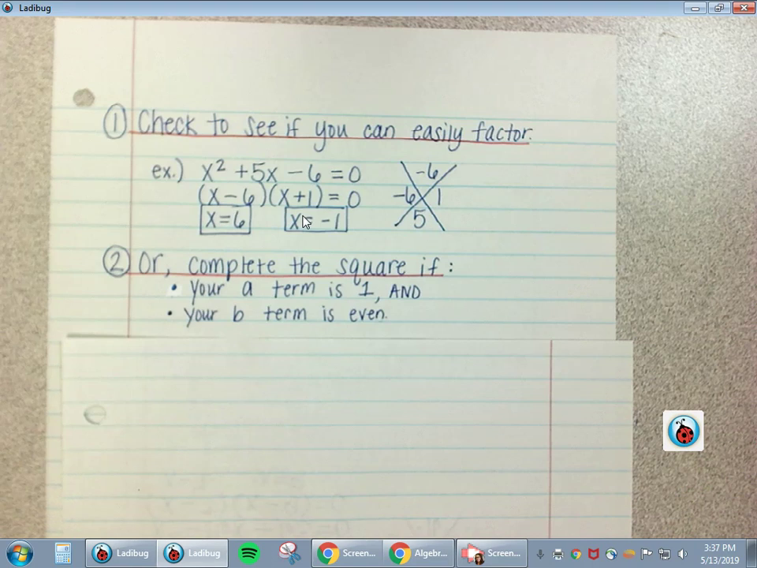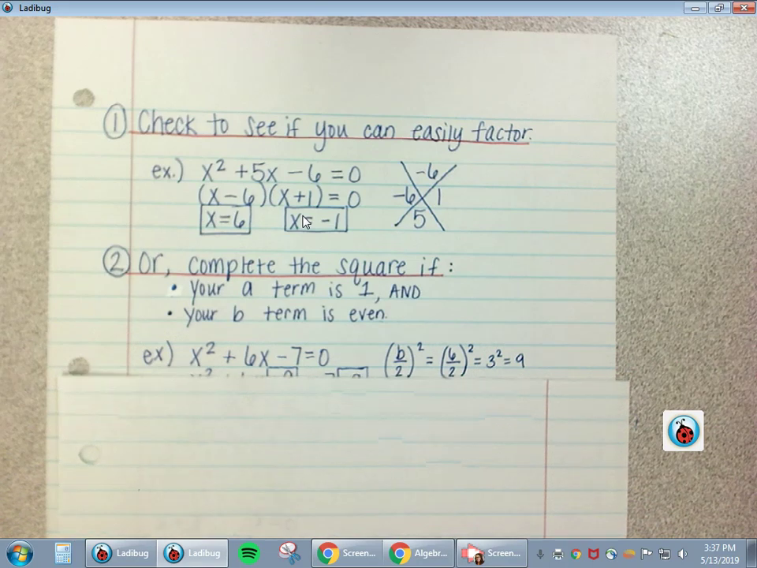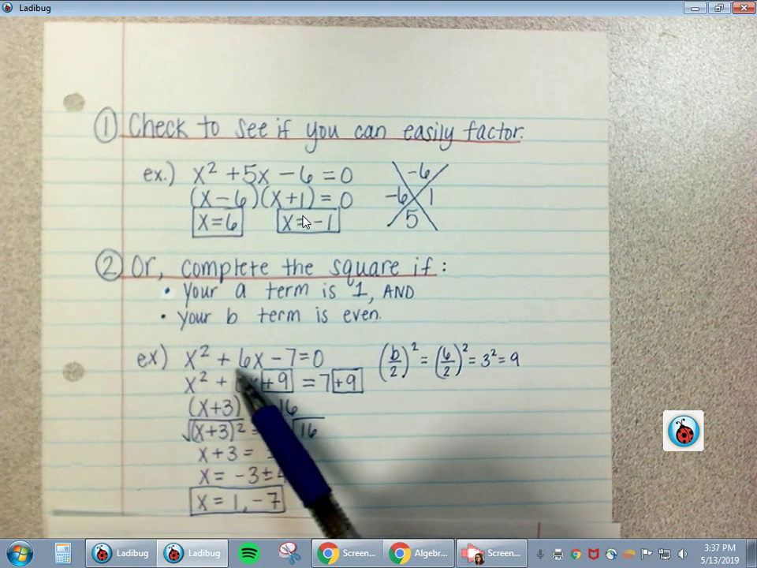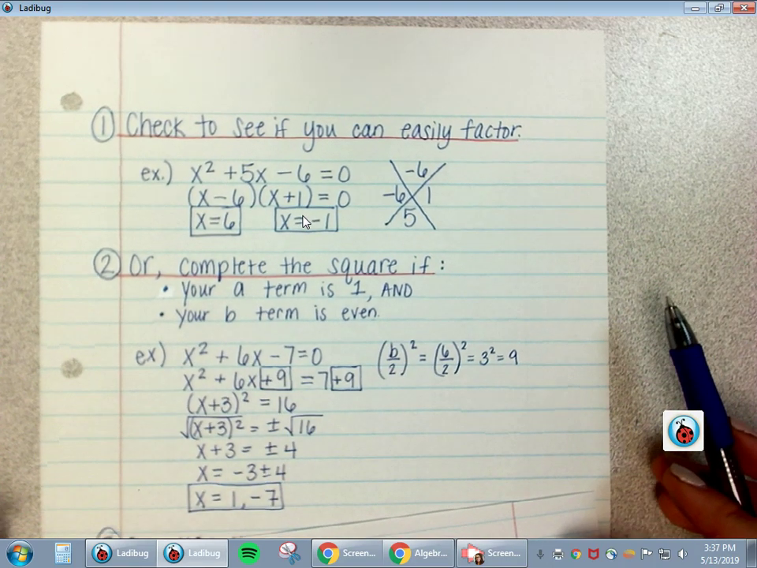Second thing you need, other than your a term being 1, is it's nice if your b term is even. If it isn't, you'll have to deal with fractions the whole time, and I know how much you guys love fractions. So a is 1 and b is even. Here's my example of that one. I wrote out all of the steps for us. Our a term is 1, and our b term is even, there it is, 6, then you can complete the square.